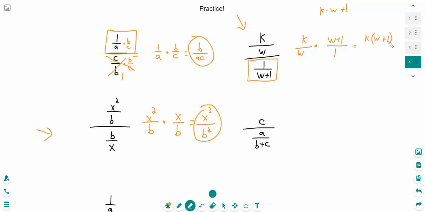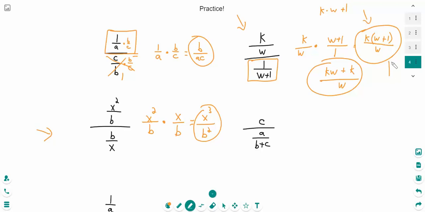K times the w plus 1 over w times 1, which is w. And we could leave it like this, or if we wanted to, we could distribute the k through and have a kw plus a k all over w. Either one of these would be correct. And unless there's something that you could cross out, which you probably can't most of the time, this is probably the usual answer that you would write. But either one is fine. If you want to distribute through, you certainly can. All right, let's move on to the next one. Try this one by yourself, and then we'll do it together.